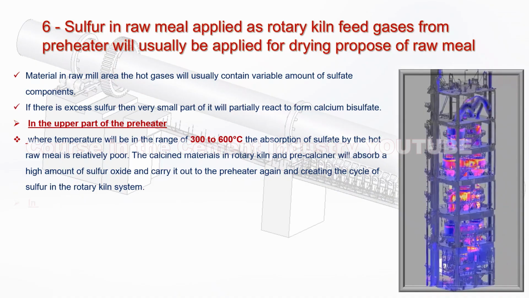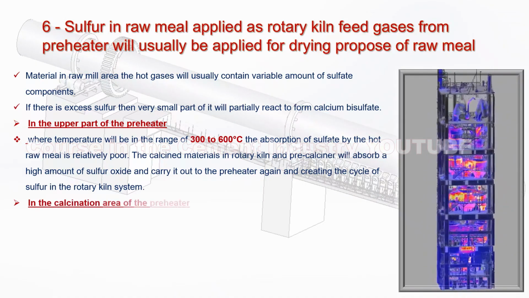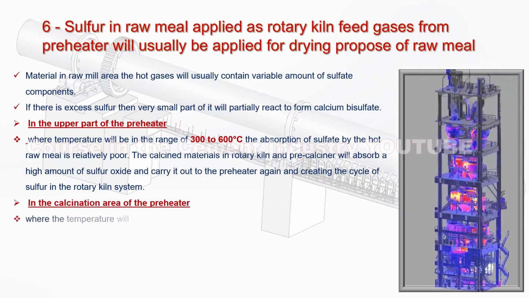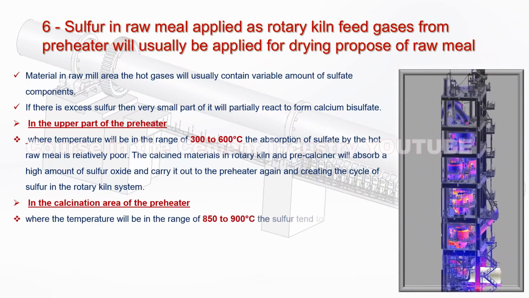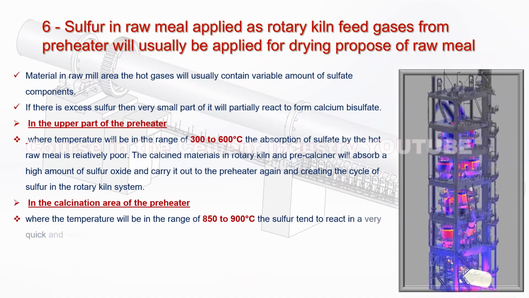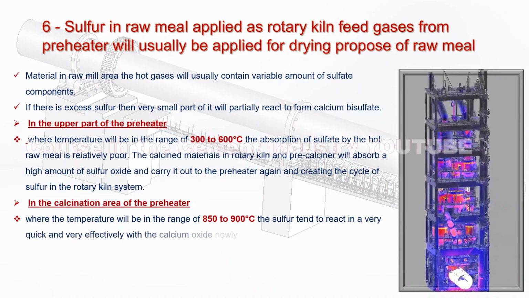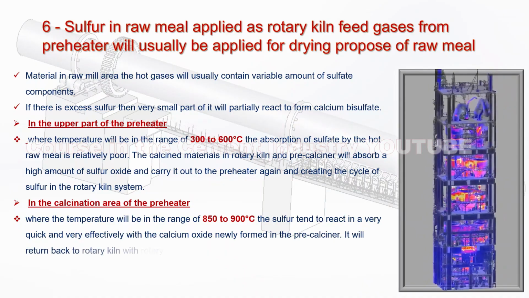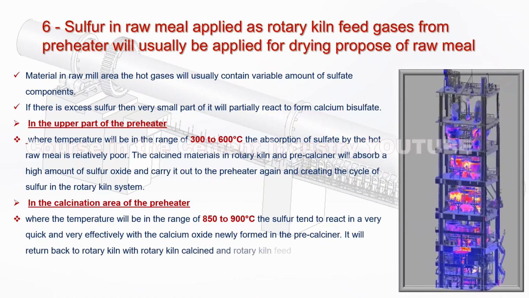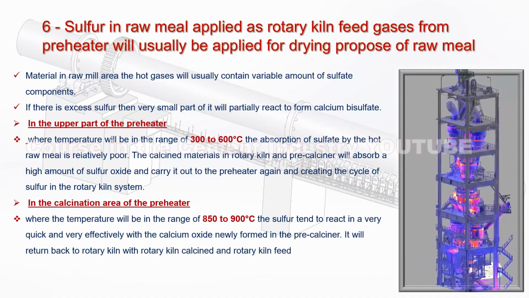2. In the calcination area of the preheater, where the temperature will be in the range of 850 to 900 °C, the sulfur tends to react very quickly and very effectively with the calcium oxide newly formed in the precalciner. It will return back to the rotary kiln with the rotary kiln calcined, and rotary kiln feed.